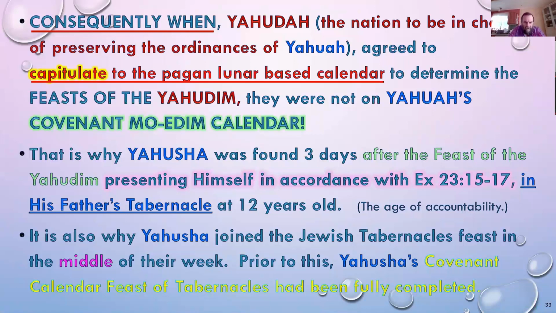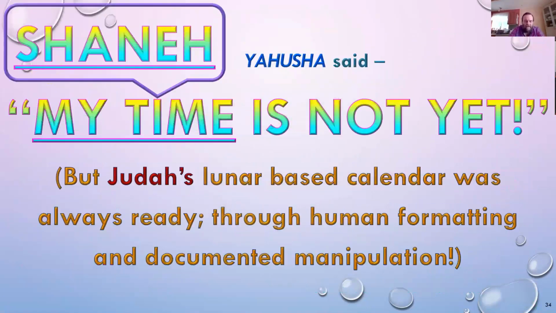It is also why Yahusha joined the Jewish Tabernacles feast in the middle of their week. Prior to this, Yahusha's covenant calendar feast of tabernacles had been fully completed. Now that comment that I have there is a solidly supported comment. We know for absolute certain that the Feast of Tabernacles on Yahuwah's covenant calendar was completed before their feast. Shanei, Yahusha said, "My time is not yet." But Yehuda's lunar-based calendar was always ready through human formatting and documented manipulation. And yes, that is fully documented many times.